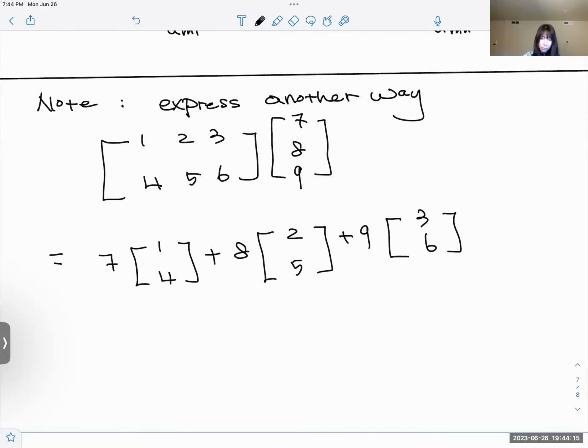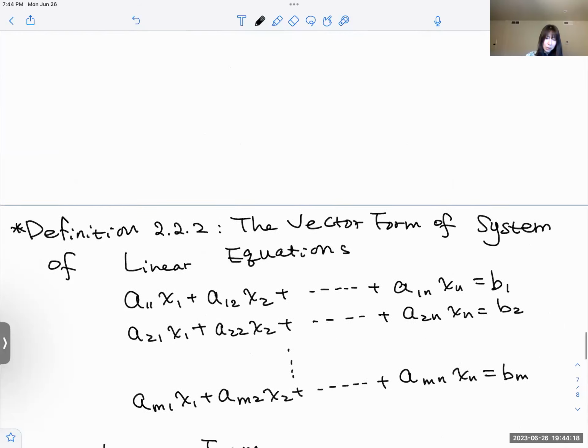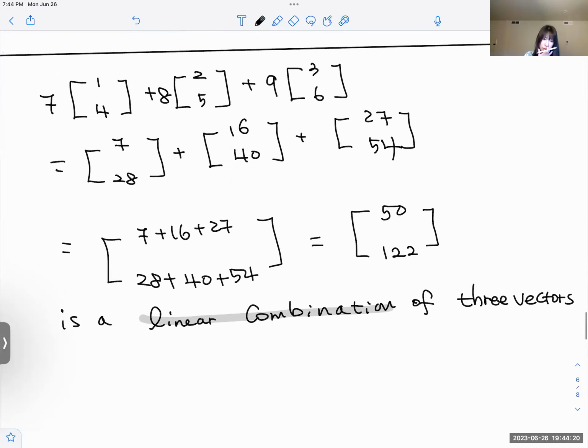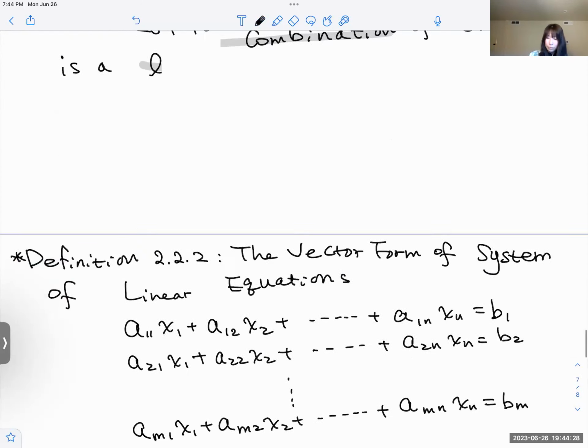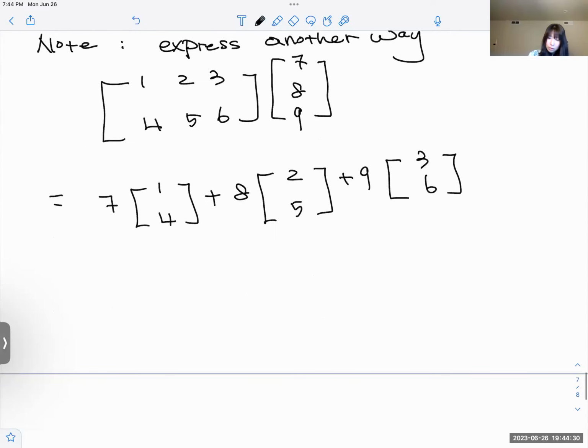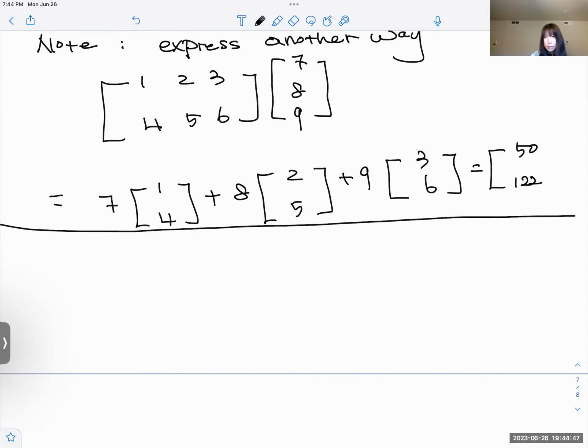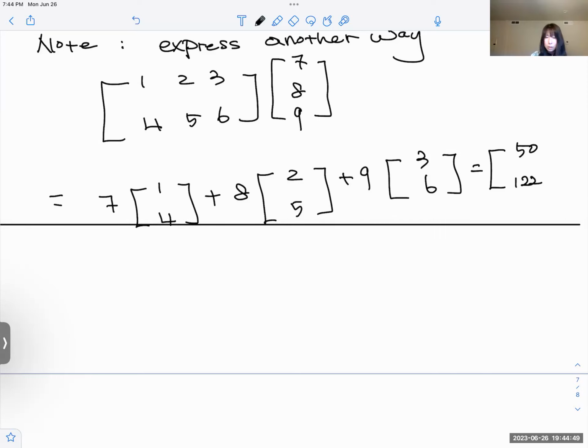Okay, so I believe we get the same answer. Yeah, look, it's the same, right? So we get 50 and 122. What is this telling us? It's telling us we can operate this one that way, right?